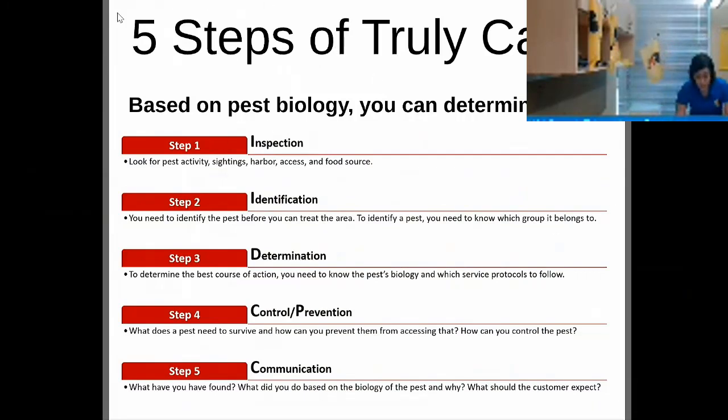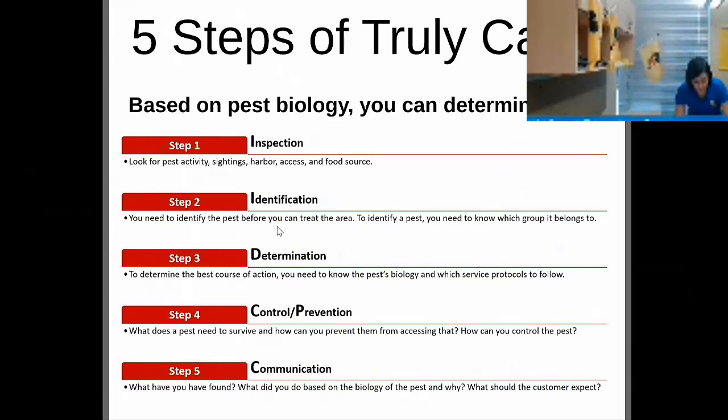Also, biology is part of the 5 steps of Truly Care. In order to inspect, to look for pest activities, sightings, harborage, access, and food source, you need to understand what they feed on. Oh, I'm seeing a lot of drain flies. There's a lot of organic material in the kitchen, Mr. Customer. Not only that, we know that drain flies require standing water. So in order to inspect properly, I need to know the biology.